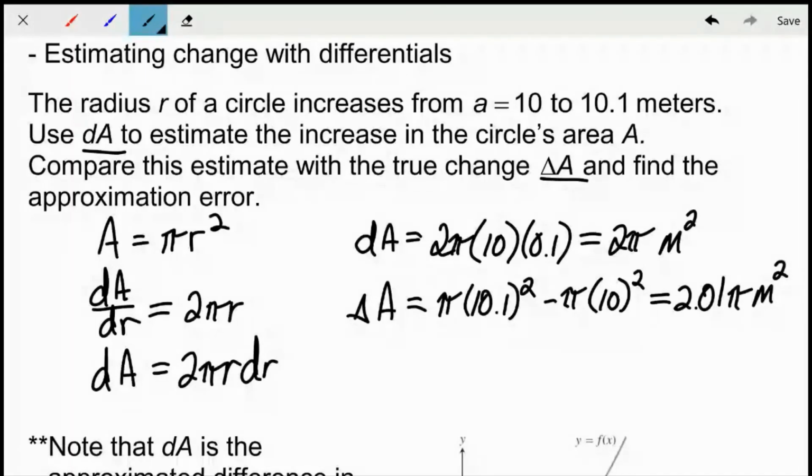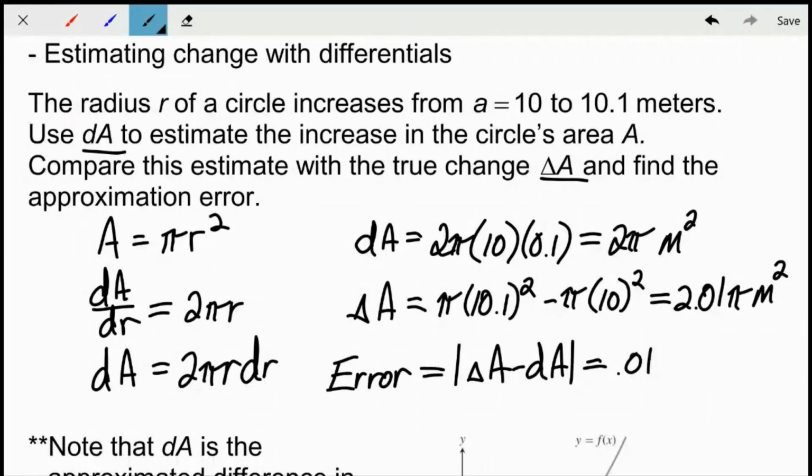So you can see that 0.01 pi is the difference between my approximation and the actual change. So my error is just the difference between the two of those. So this is called an approximation error. And all we're going to do is find the difference between the delta value and the differential value. So delta A minus dA is all I'm going to do. And I put the absolute value there because you can put them in either order. We're just trying to figure out how far did we move in either direction. So in this case, 0.01 pi meters squared.